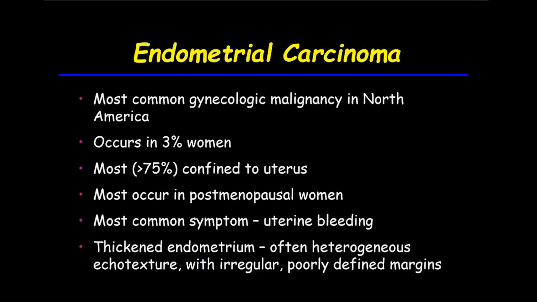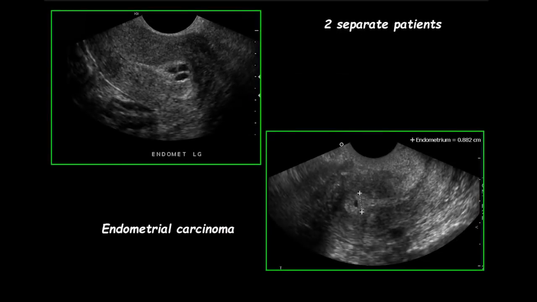Endometrial carcinoma is the most common gynecologic malignancy in North America. The most common symptom is uterine bleeding, and it most often occurs in postmenopausal women. On ultrasound, the endometrium is thickened, often with a heterogeneous echotexture and poorly defined margin.